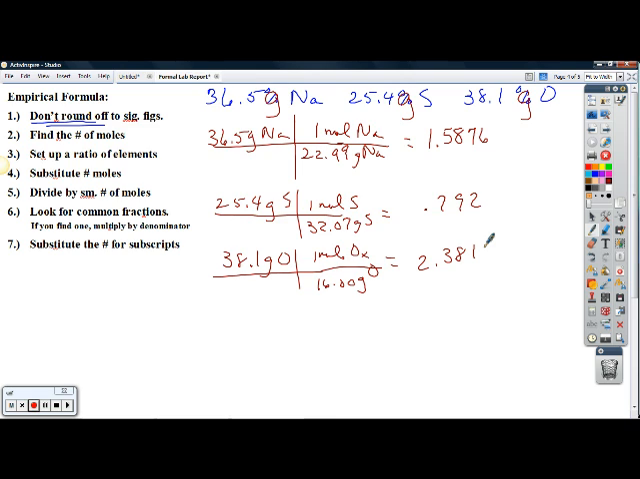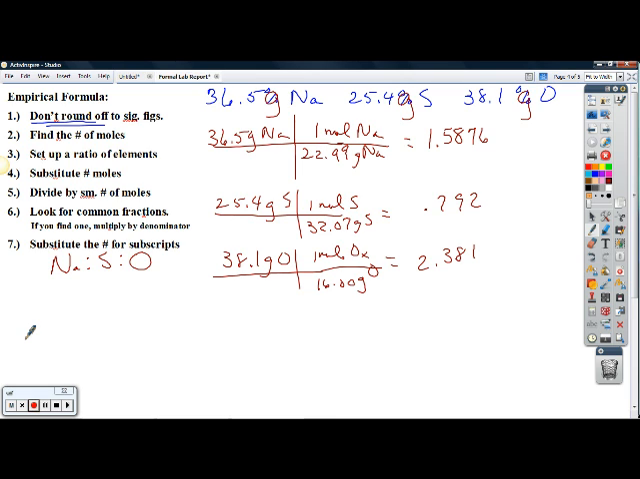Now, the next step says set up a ratio of the elements. A ratio looks like this: Na colon S colon O. The colon shows that I'm setting up a ratio. Sodium is to sulfur as is to oxygen.